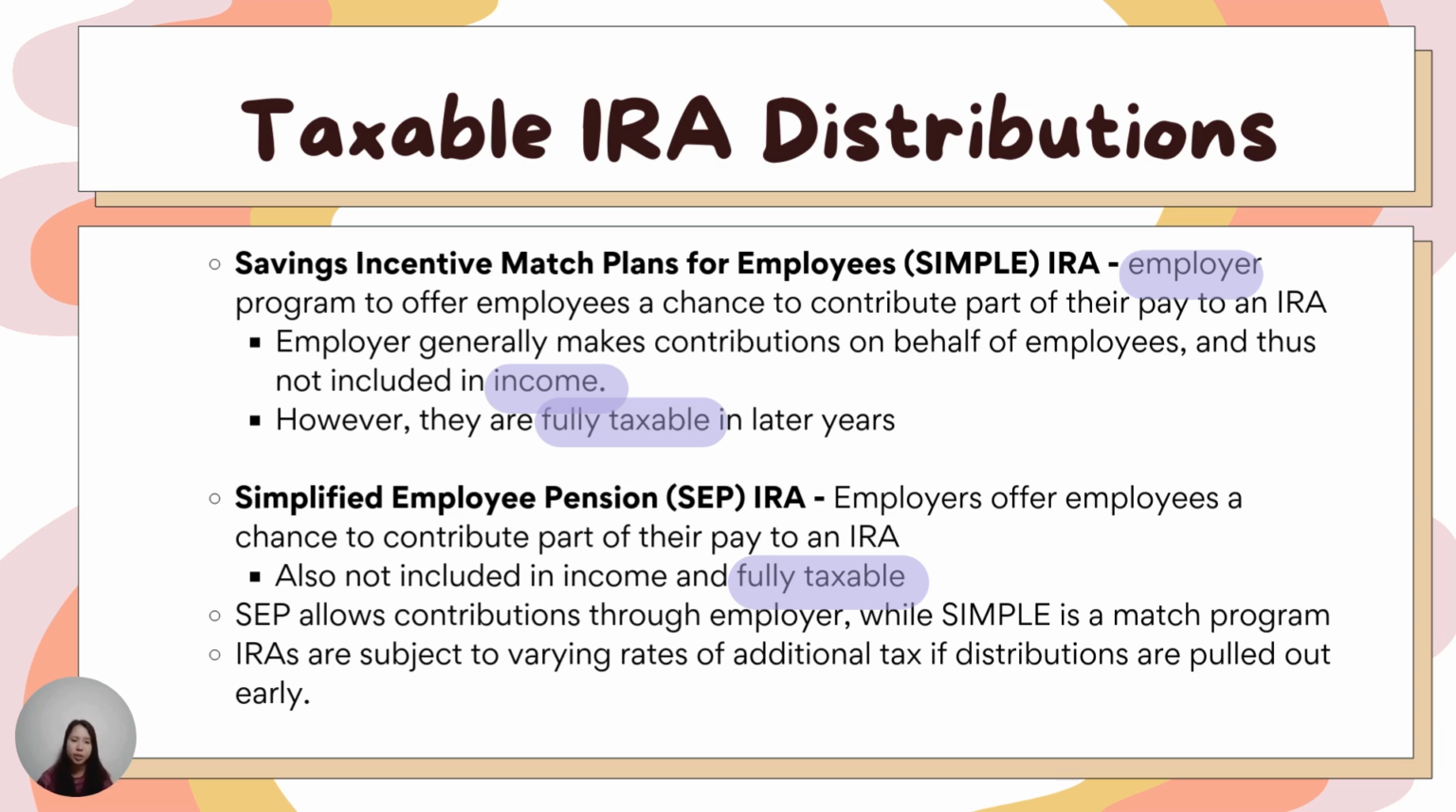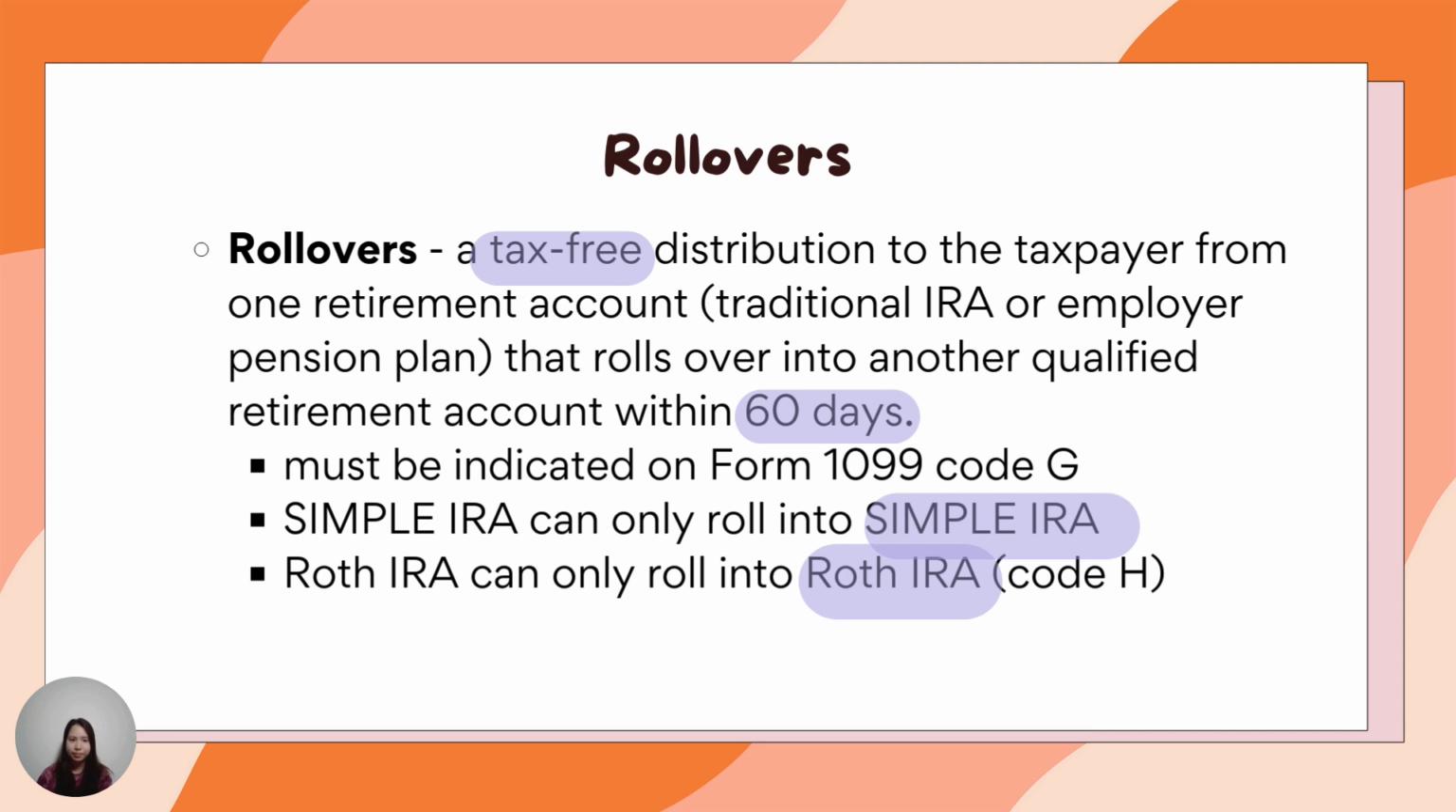IRAs are subject to varying rates of additional tax if distributions are pulled out early. Like we mentioned with the Roth, distributions must be qualified, meaning that they can't be early distributions, because the whole point of IRA distributions is to be a retirement account. So if you pull them out when you're 30, it's going to be subject to an additional tax rate in order to put an incentive for you to not do that and for you to save for later. Okay, so with talking about IRAs, we also come into the concept of rollovers.